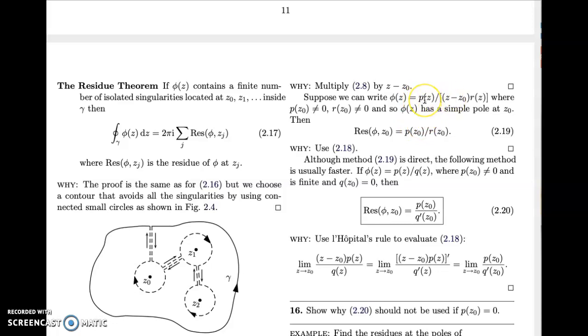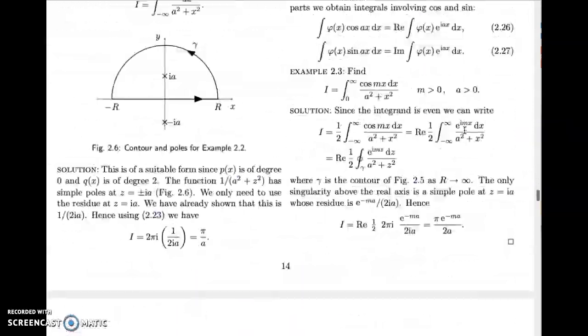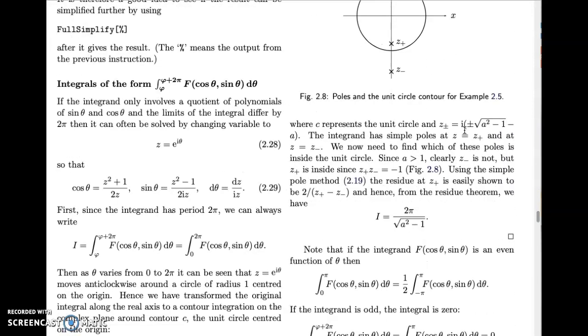So obviously we can write this as 1 over (z minus z plus) times (z minus z minus). So this is one particular case where 219 is actually the simpler one to use. So we just end up with the residue.